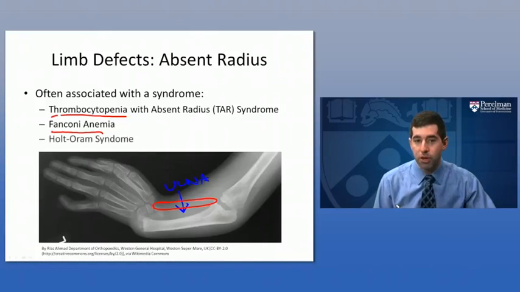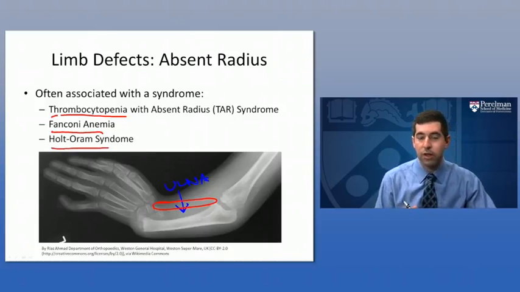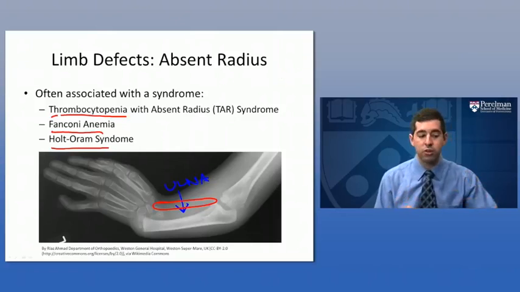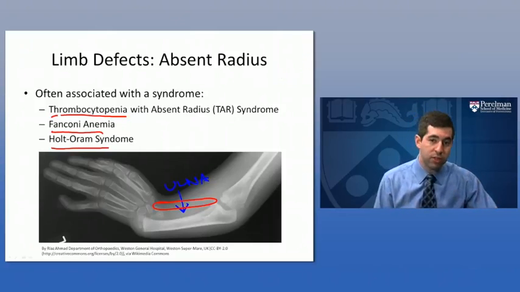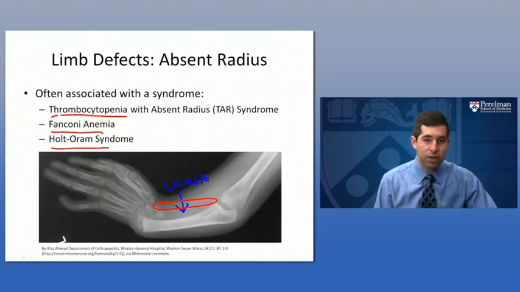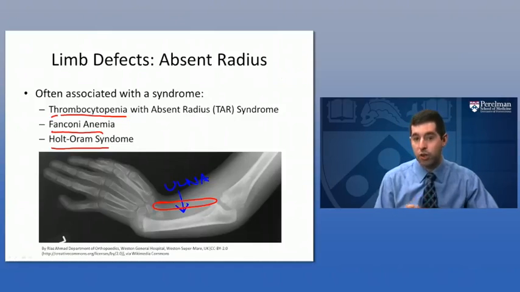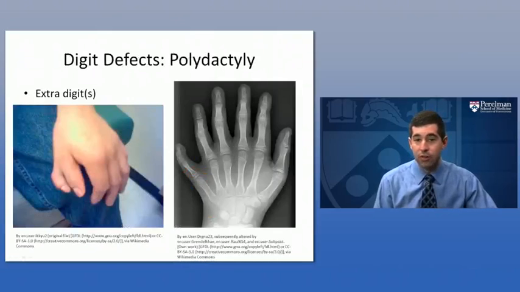And finally, Holt-Oram syndrome. Holt-Oram syndrome often has findings in the heart as well. It's sometimes called heart and hand syndrome. Oftentimes, these patients will have an atrial septal defect. That's a hole between the two top chambers of the heart. A ventricular septal defect, a hole between the bottom two chambers of the heart, or may just have other heart deformities as well. So this absent radius is often connected to a larger syndromic finding, other clinical findings that may occur in these infants. Finally, let's take a look at those digits themselves.